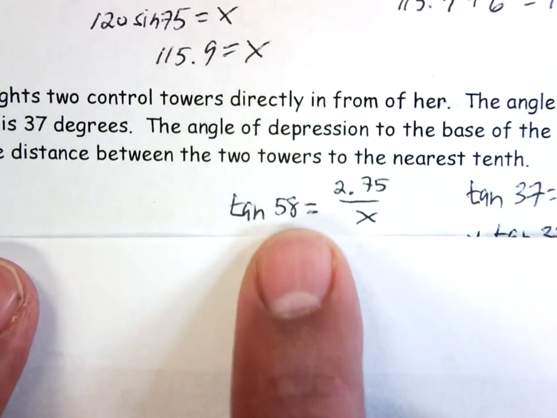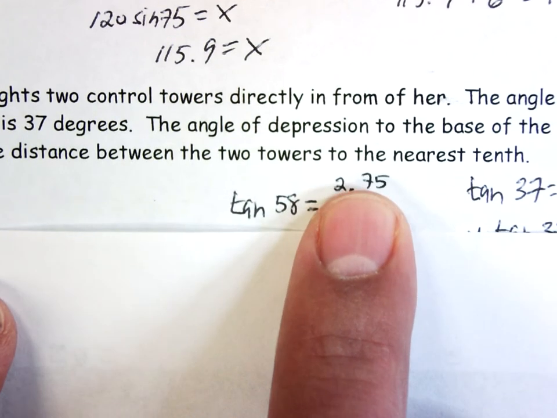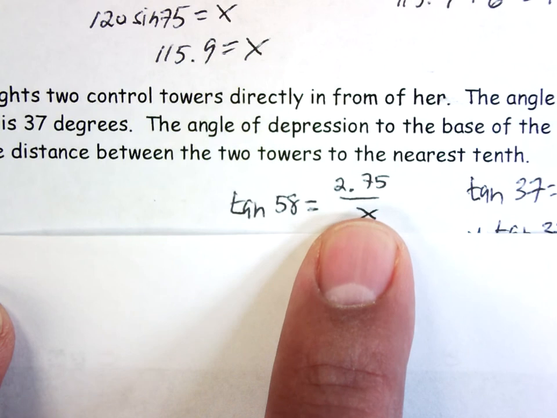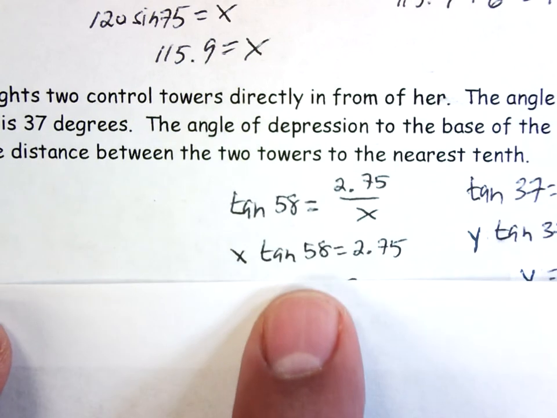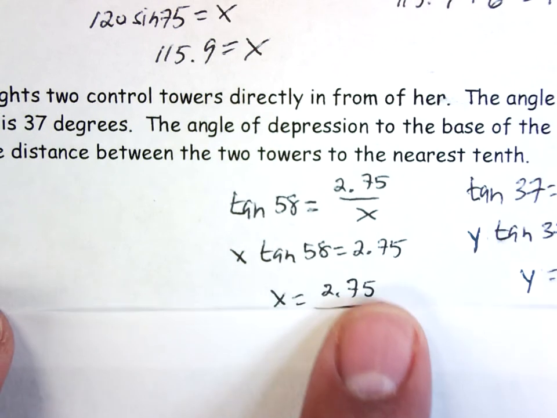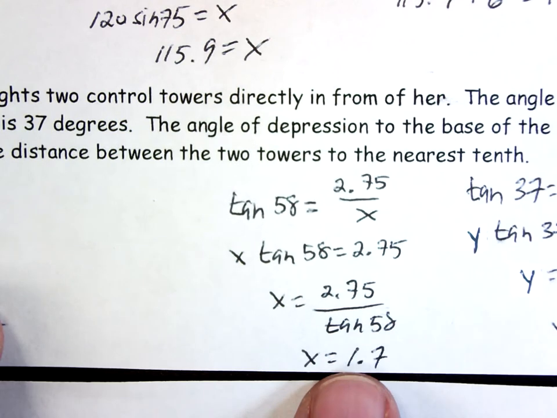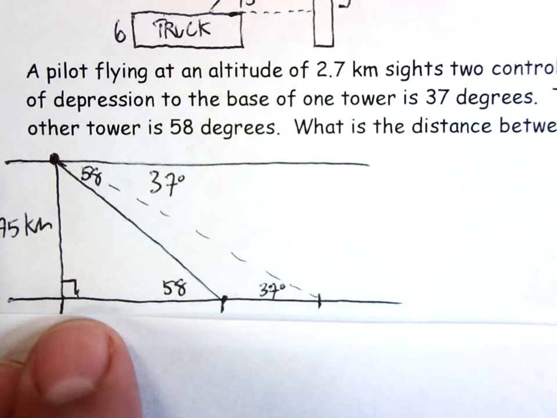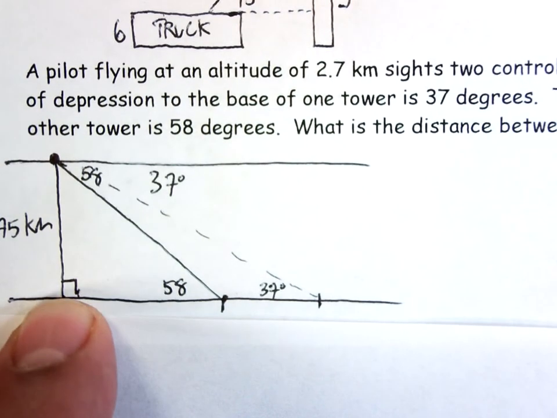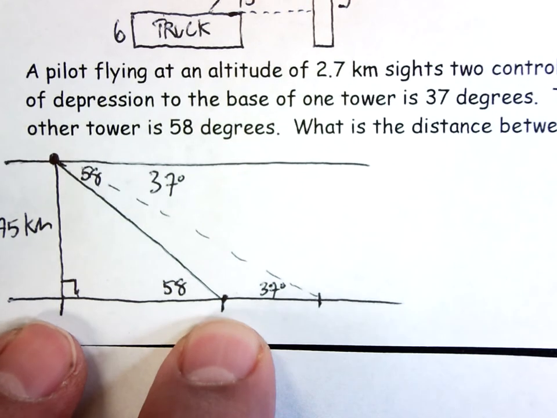So I did tan 58 equals 2.75, the opposite side, over the adjacent side, which was x. Multiplied both sides by x, and I got x tan 58 equals 2.75. Divide both sides by tan 58, I get x equals 2.75 divided by tan 58, so x equals 1.7 kilometers. So from this place right here where my right angle is to this control tower, it is 1.7 kilometers.